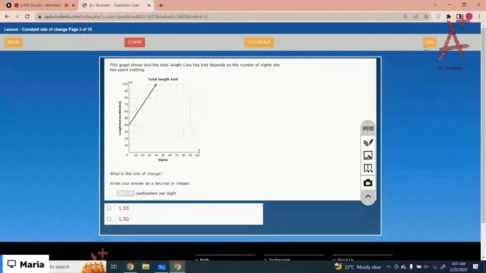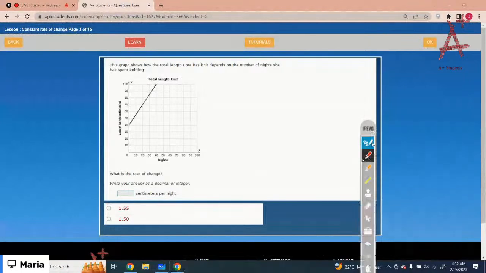Okay, the next one is, this graph shows how total length Cora has knit depends on the number of nights she spent knitting. So on the x-axis you have the nights she spent knitting, and on the y-axis you have the length she knitted. Got it? So just select any 2 points on the graph and use them to calculate the rate of change or slope. Rate of change and slope are exactly the same thing. So let's select any 2 points.